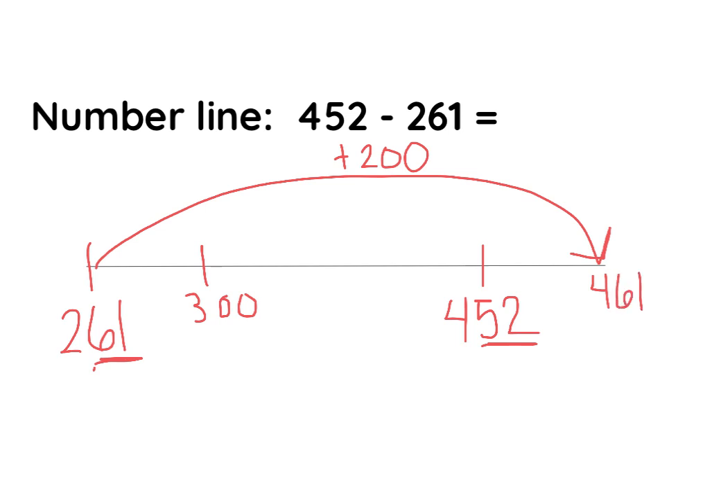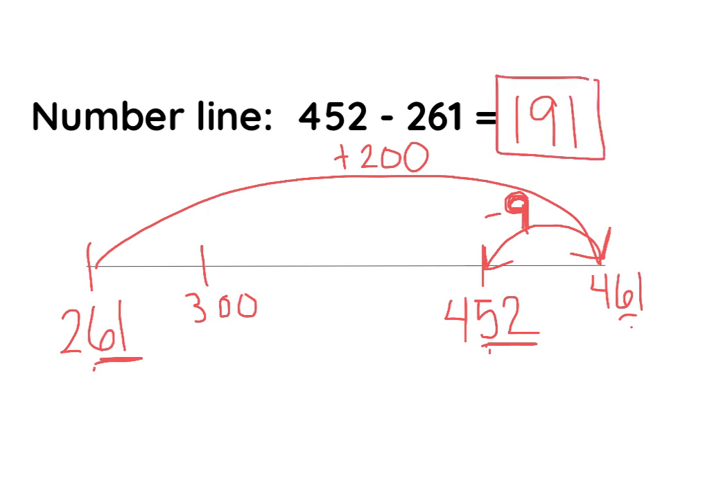461. But that's too high. So how do I get back from 461 to 452? Well, that's a minus 9. Because notice 52 plus 9 equals 61. Well, who is 9's partner all the way to 100? Well, it would be 191. That one was actually pretty simple to just jump a little too far.